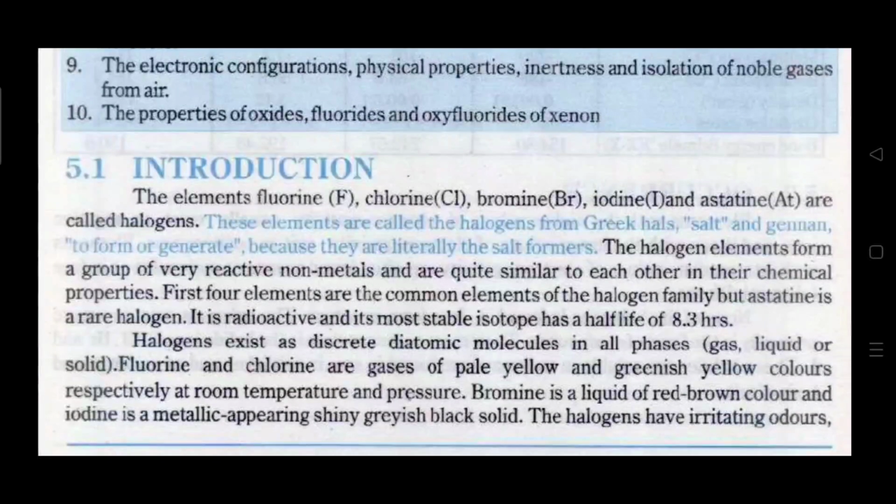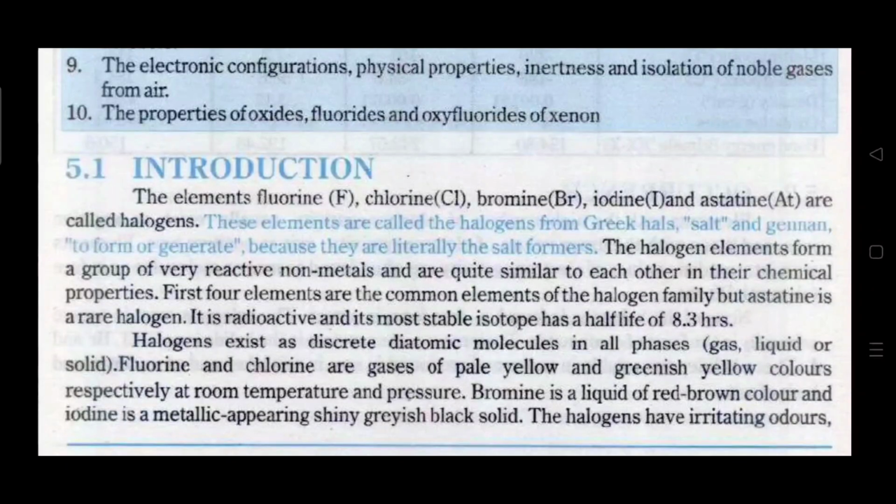The word halogen is the combination of two Greek words. Halos means salt and genon means to form or to generate. Due to their salt-forming capability, we call these elements halogens. The members of group 7A are fluorine, chlorine, bromine, iodine, and astatine.